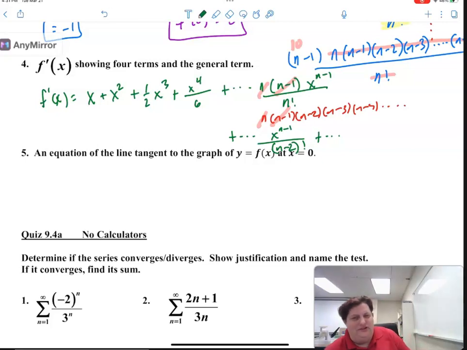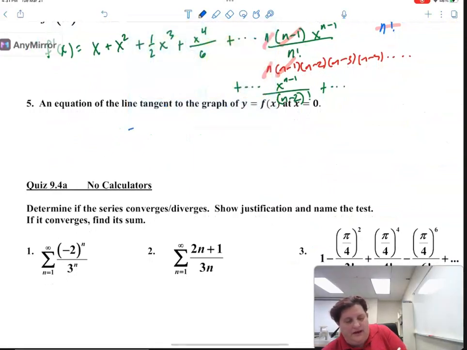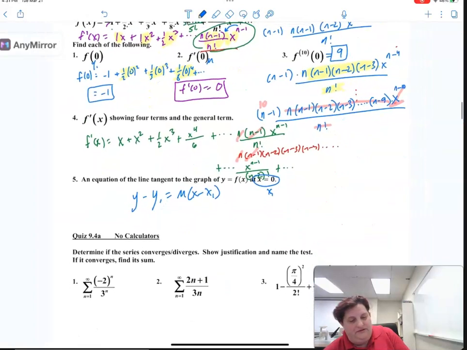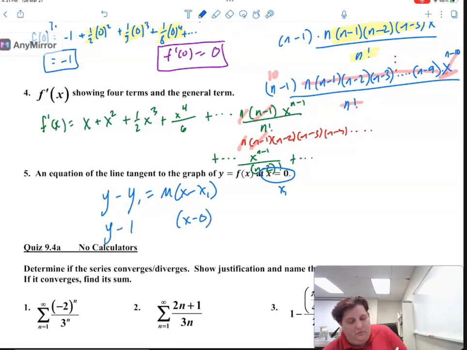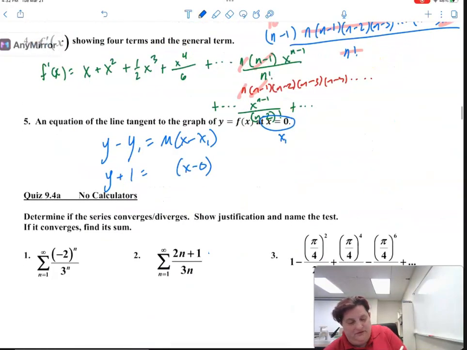Okay, an equation of the tangent line to the graph of f at x equals 0. Well, let's just think about this real quick, guys. y minus y1 equals m times x minus x1. Right here, this is x1 because x is 0. This is y1. This is m. Because it's the derivative at 0, it's x minus 0, y minus 1, or y minus negative 1, actually, sorry. And then m was 0. That's my equation of tangent line. Okay?